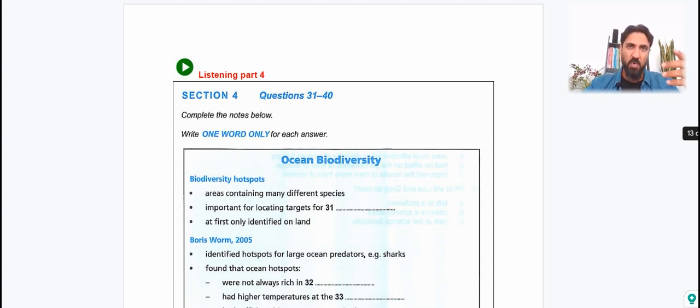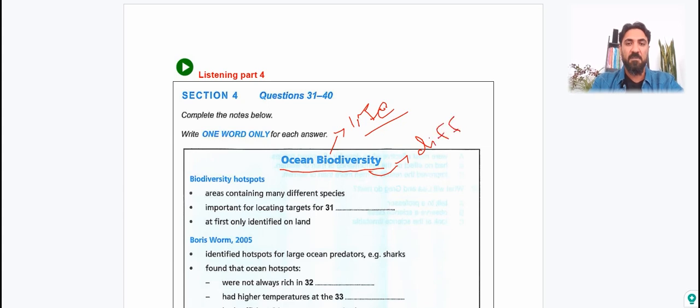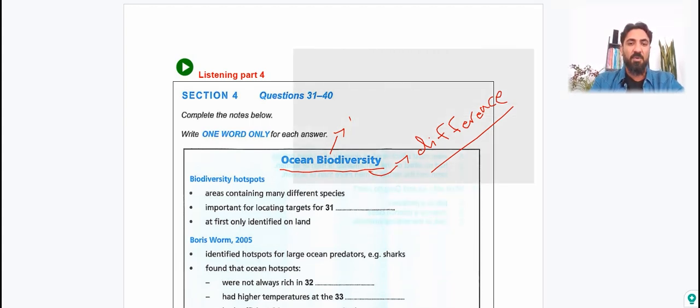So when you're in section 1, the information is usually easier to understand. In section 4, the information is a bit more difficult. So as you can see here, the topic is a scientific topic, ocean biodiversity, the different types of life. Bio means life, and diversity means difference. So the different types of life forms that we have in the oceans are described in this section, ocean biodiversity.